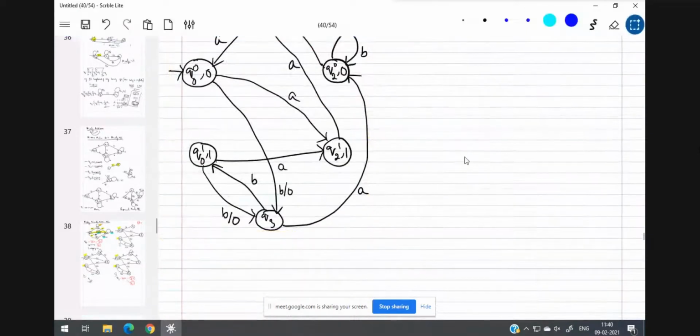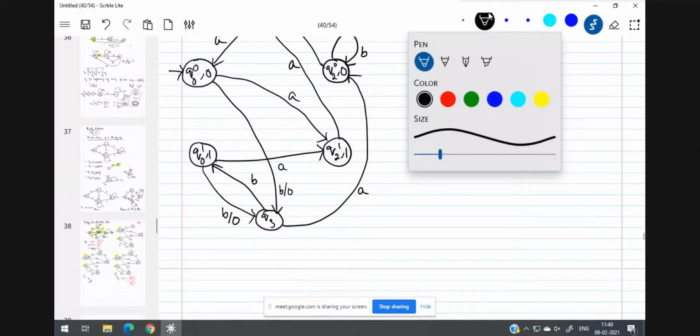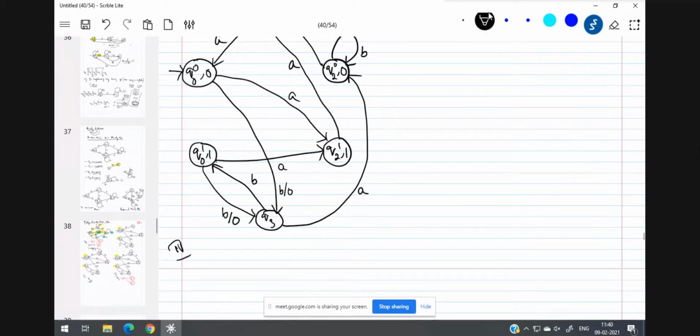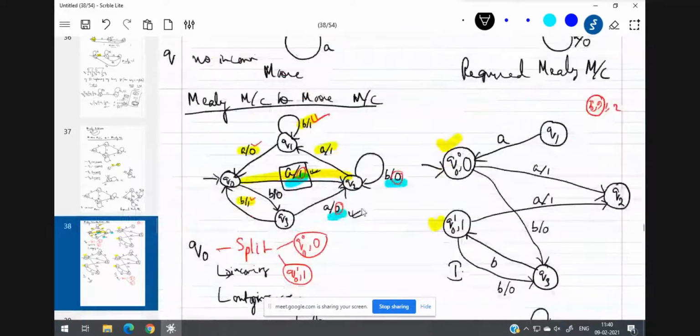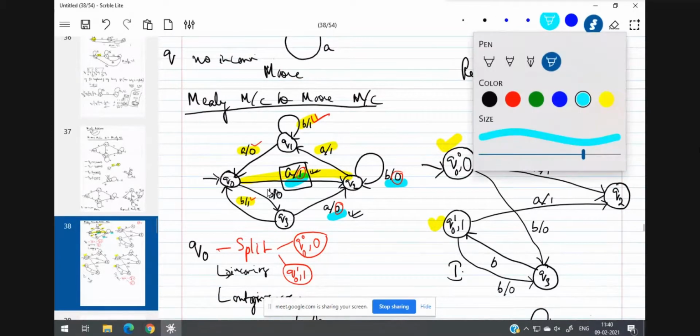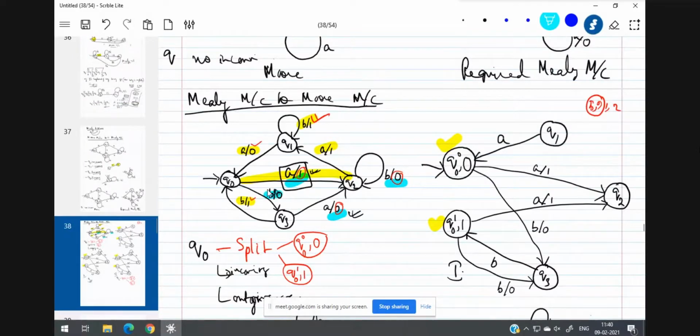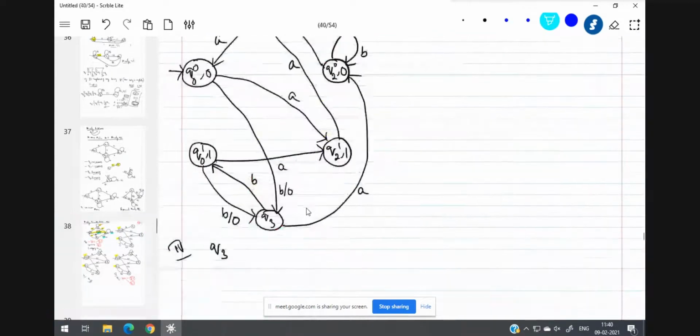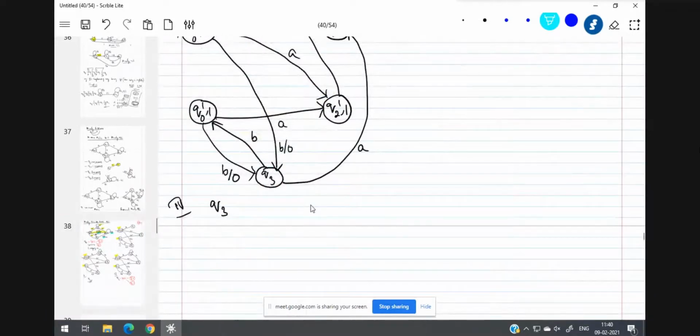Okay. Now next, this is going to be 4. And then we are going to consider Q3. What about Q3? Let's go back to the original one. How many incoming arcs are there? Only one. With input symbol B, and the output associated with this one is 0. Hence for Q3, the output associated will be 0.